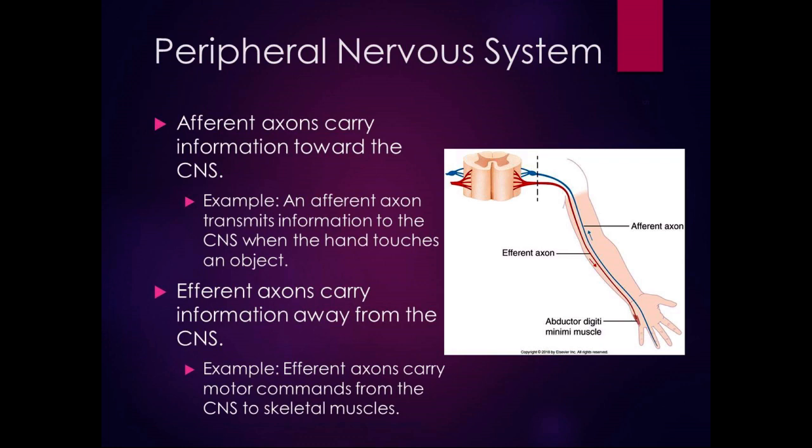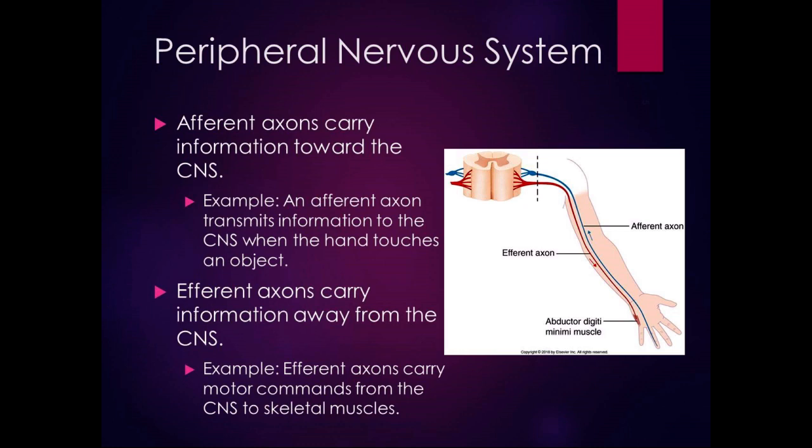So the peripheral nervous system consists of two different functional groups of axons. Afferent axons, which carry information toward the central nervous system. For example, a sensory neuron has an afferent axon that transmits the information to the central nervous system when you touch something with your hand or when something touches you. Efferent axons carry information away from the central nervous system. So they carry motor commands from the central nervous system to skeletal muscles.